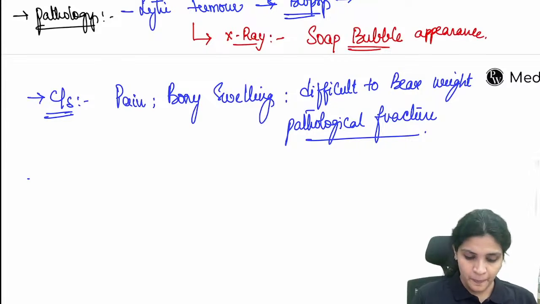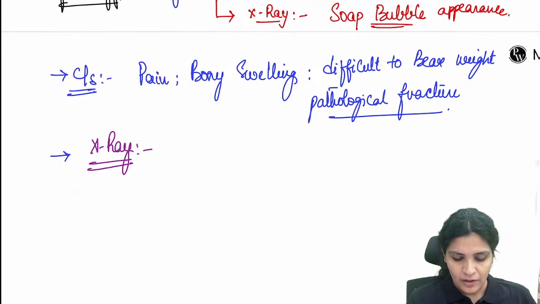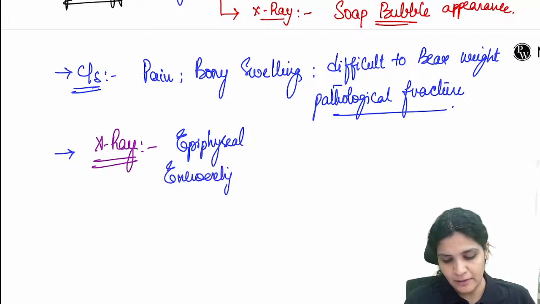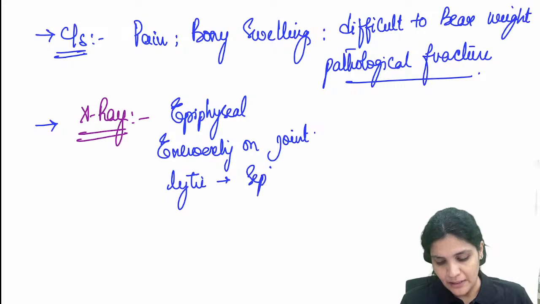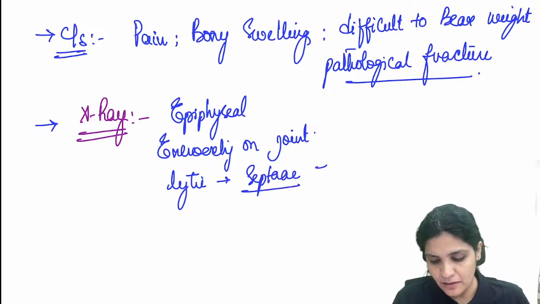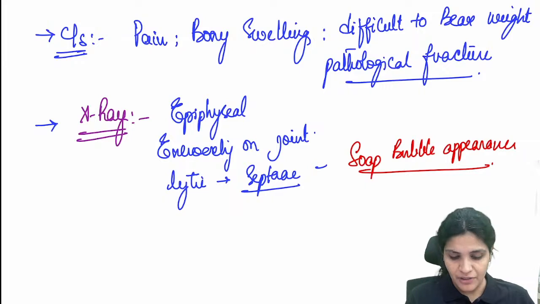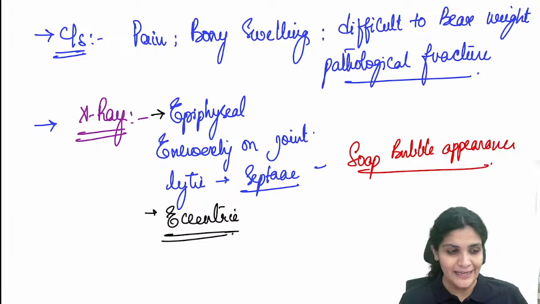And here usually we can identify the giant cell tumor by the X-ray. On X-ray what you see is epiphyseal location, encroaching onto the joint, right? It is epiphyseal, encroaching onto the joint, and it is lytic with multiple septae, which is again giving your soap bubble appearance on the X-ray. And one more important feature is eccentric. What do you mean by eccentric?